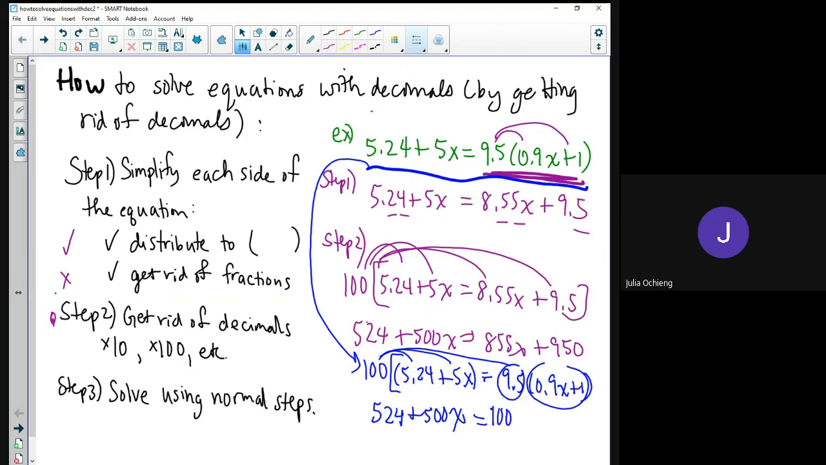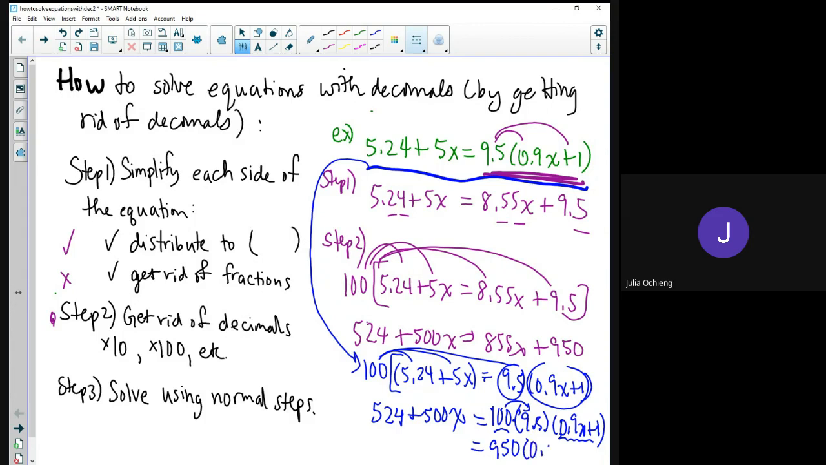If I multiply the right-hand side by 100, it's really 100 times 9.5 times (0.9x plus 1), which means I should only multiply by 100 once. So if I multiply it by the 9.5, I do not multiply it again to the second parentheses because I've already multiplied by 100 once. If I only have one 100, I only multiply it to one of the parentheses. And then, for example, here, if I multiply 9.5 by 100, I'll get 950.